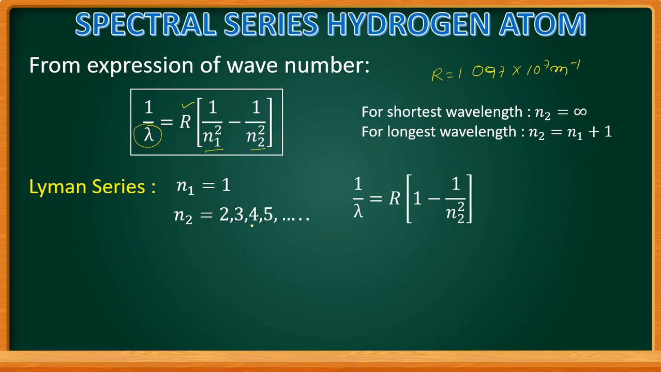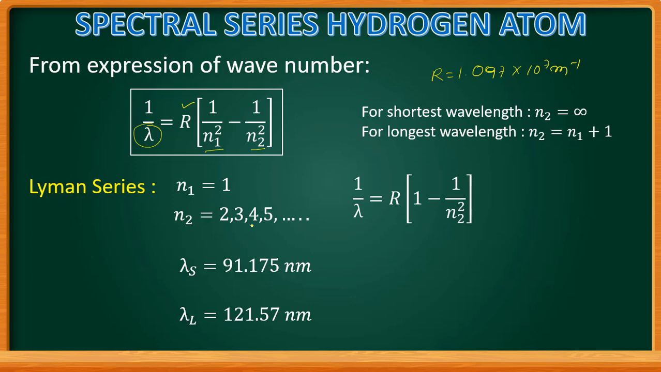If we have to find the shortest wavelength, then we put n2 equal to infinity and calculate the value of lambda. Then lambda shortest is equal to 91.175 nanometer. To find the longest wavelength, that is, to find the wavelength range of the Lyman series, we put n2 equal to n1 plus 1, and as n1 is 1, n2 equal to 2. Then we get lambda longest equal to 121.57 nanometer.